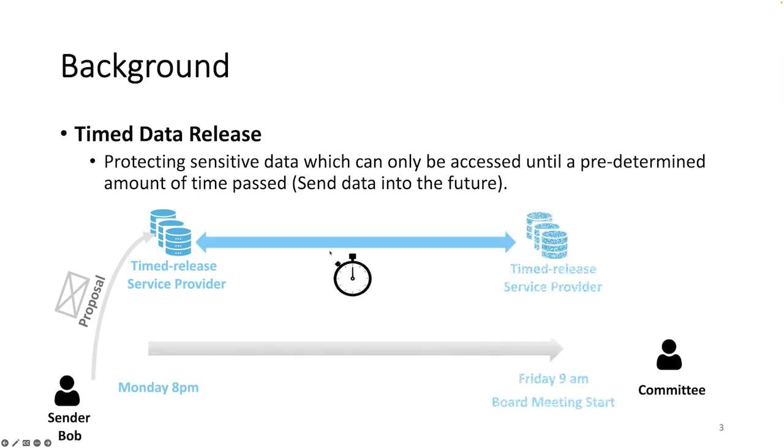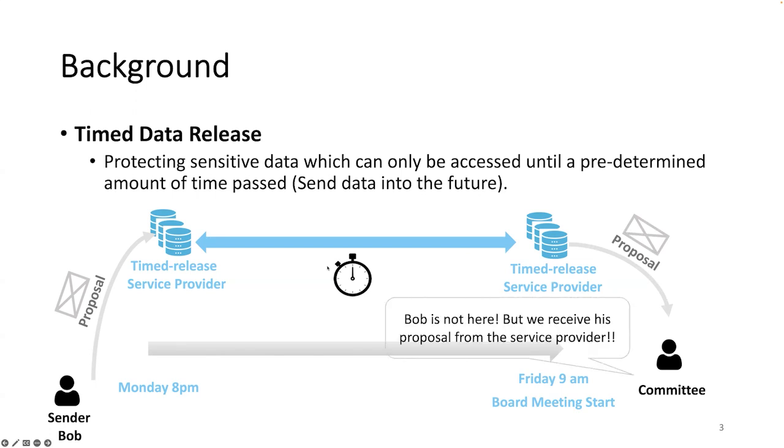When the board meeting starts, the committee members can retrieve Bob's proposal from the provider. Even though Bob is not here, the committee can receive his proposal.